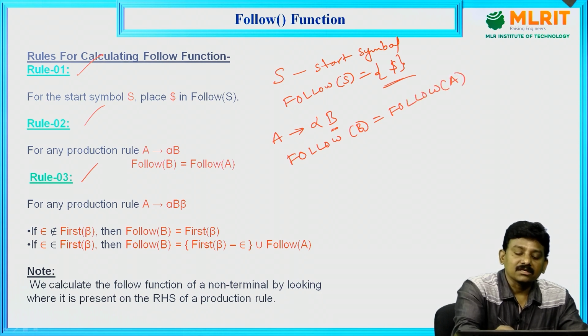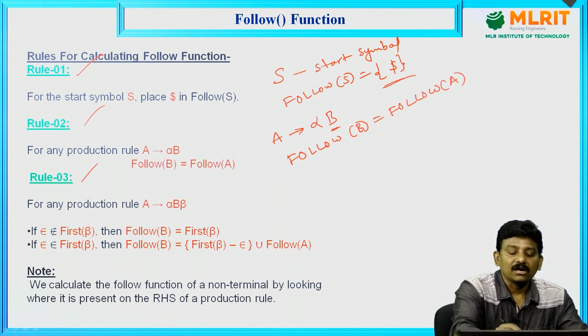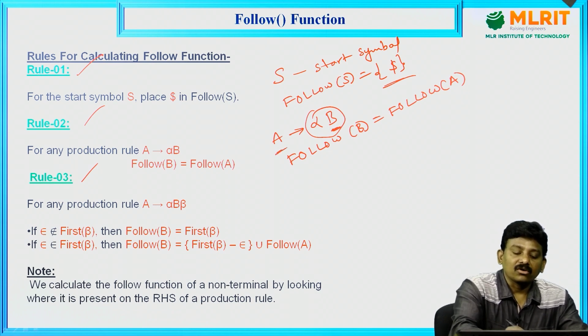Here B is the last non-terminal of the RHS, that is, after B there is no symbol, no terminal, no non-terminal. So follow of B is equal to follow of A. A is the LHS symbol.